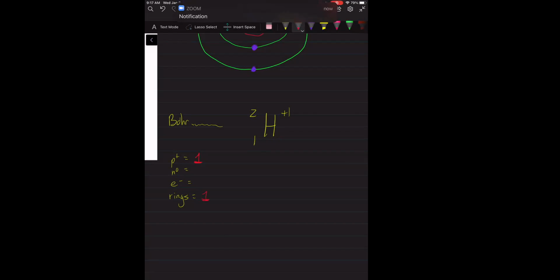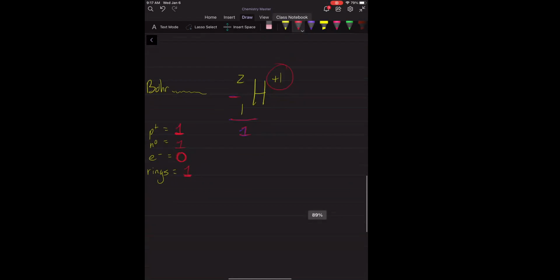Neutrons, the way this is set up, I can say 2 minus 1 leaves me with 1. So there's only one neutron. So I did 2 minus 1 equals 1. That's my neutrons. And then electrons, I have a +1 charge. I've got 1 proton for sure. So if I have a +1 charge, I'm going to go with 0. We don't have any electrons. Very nice, 0.